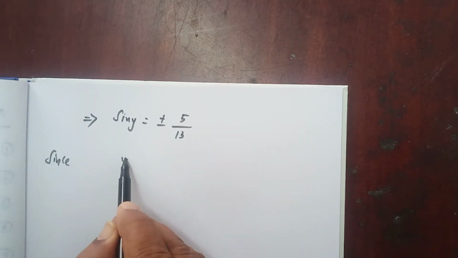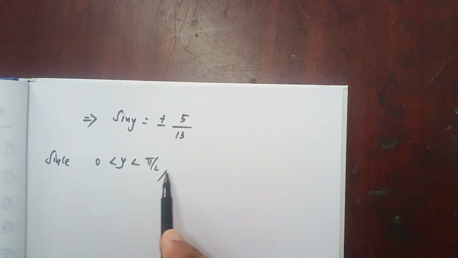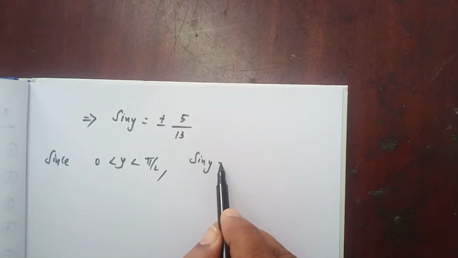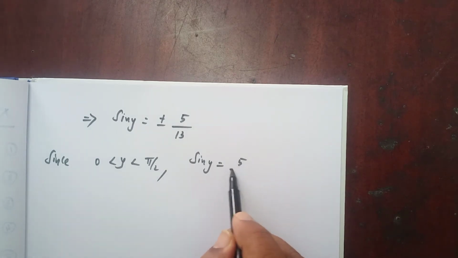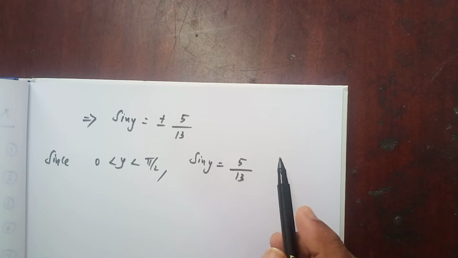Since y lies between 0 and 90 degrees, that is the first quadrant, all positive only, so we have to consider only the positive value, 5 divided by 13. The negative value will be eliminated.